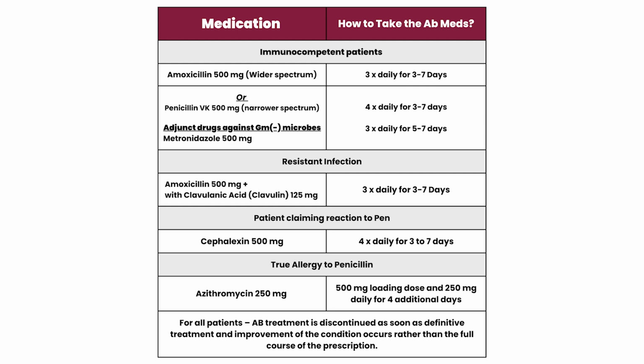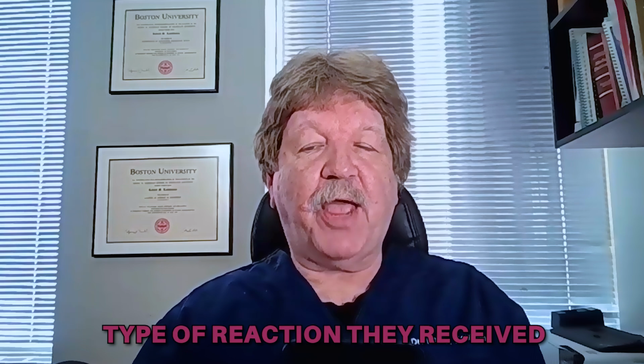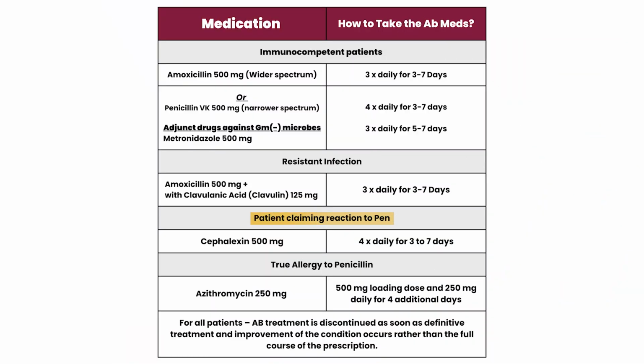In cases that are not responding to penicillin VK, we can add metronidazole 500 milligrams 3 times a day to that prescription. If the patient is not responding to amoxicillin after the first few days, we can add clavulanate 125 milligrams. For the patient who is allergic to penicillin, the patient needs to be asked about the type of reaction that they received. True allergy is defined only for patients with a history of anaphylaxis, angioedema, or hives. If the patient claims a reaction to penicillin but didn't have these reactions, oral cephalexin 500 milligrams 4 times daily for 3 to 7 days would be indicated.